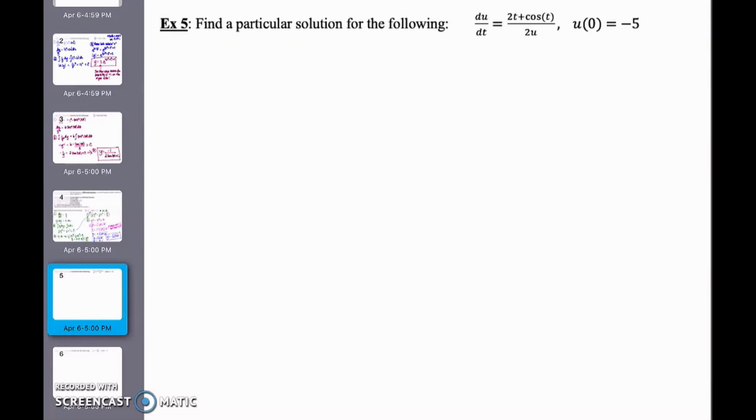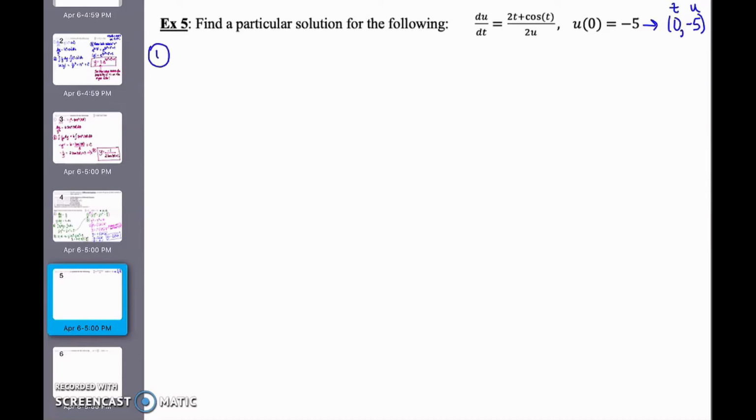Example 5. Ooh, we've got some trig in this one. We have du dt is equal to 2t plus cos t all divided by 2u. And then we have this initial condition here again, which is when t is 0, u is negative 5, right? And then since my variables aren't x and y, I'm going to identify that t is our 0 and u is our negative 5 for our initial condition.